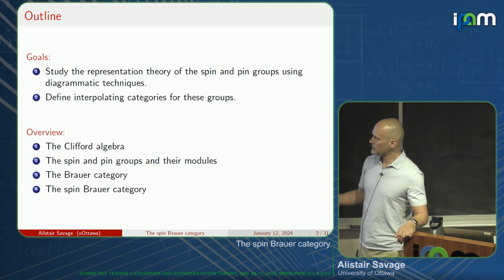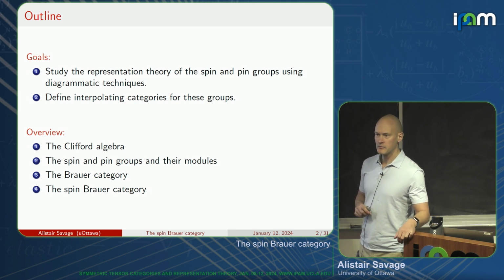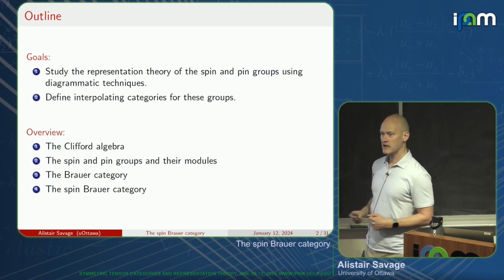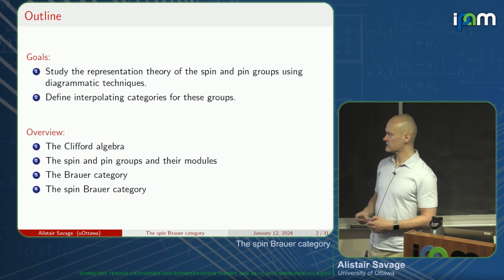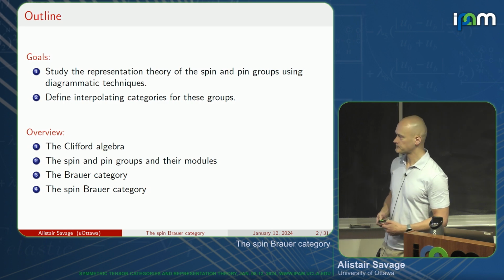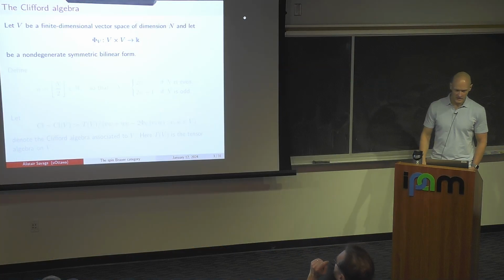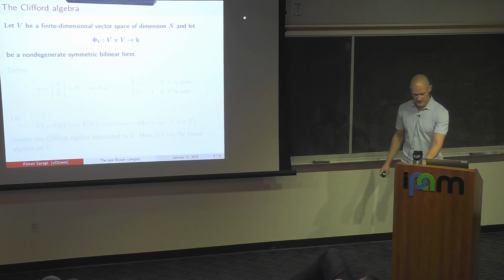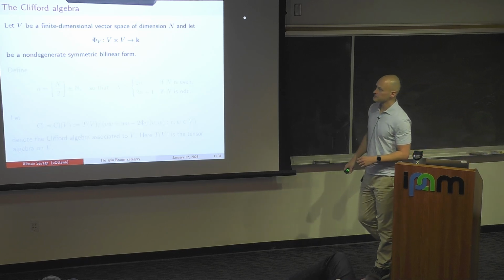And then I'll give a brief reminder of the Brauer category. Probably in this audience, many people know what it is, but I'll just remind you, because the spin Brauer category, which is the new thing that I'll introduce, looks quite similar to the Brauer category. We have to add in some new ingredients. Okay, so let me start off, as I promised, with some basic algebraic things.